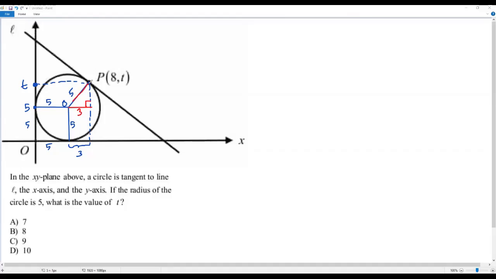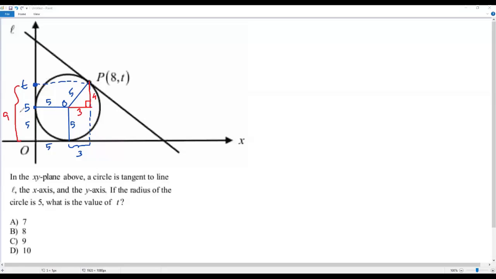Now we can consider the right triangle over here. In this right triangle, the hypotenuse is 5, and one of the legs is 3. Then what must be the length of this leg? It has to be 4 because it's a 3, 4, 5 right triangle. Okay, since the length of this line segment is 4, then the length of this line segment over here between this 5 and t is also 4, and already we got the length of this line segment, that is 5. Then what is the total length over here?